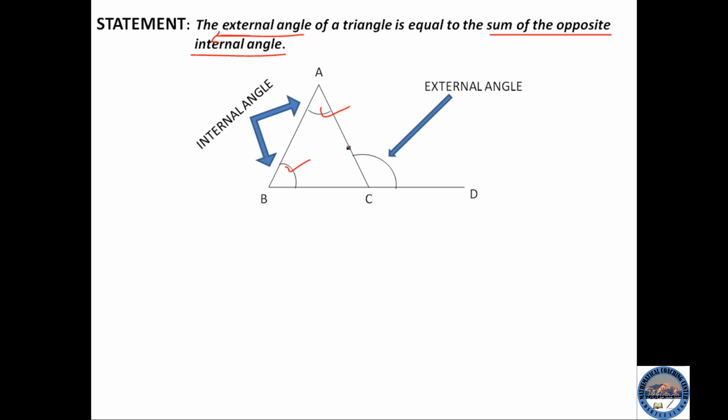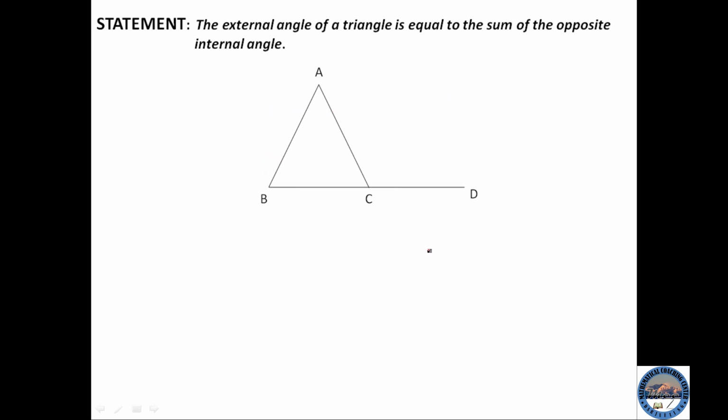One more internal angle is here. This is the adjacent angle to this external angle, so this is not included here. Only these two angles are the opposite internal angles.